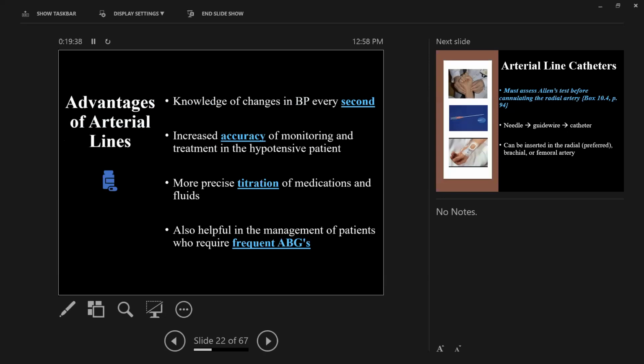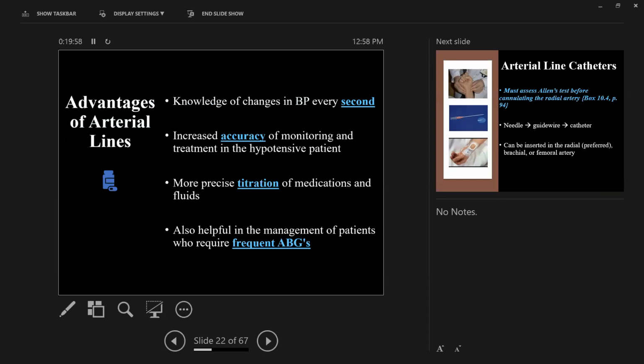We can see it, accuracy. One of the things I want you to put on the side here is you must always confirm that the art line is accurate by taking a cuff pressure, normal pressure like you normally do, in the opposite arm. Don't take it in the arm with the art line. So you want to confirm that that's really a good art line or not.